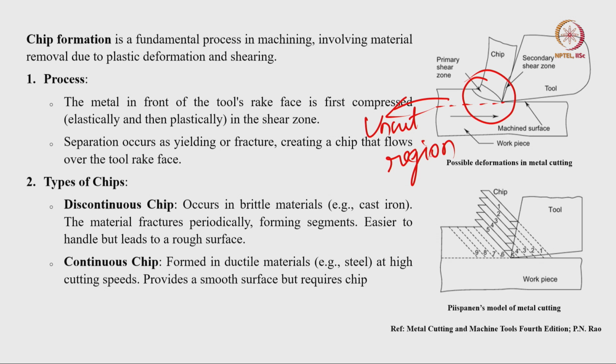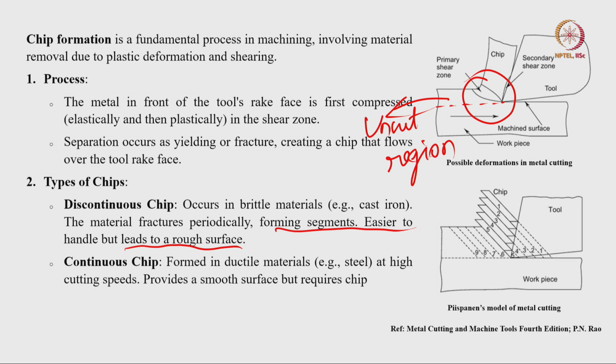Chip formation is a fundamental process in machining involving material removal due to plastic deformation and shearing. The metal in front of the tool's rake face is first compressed elastically and then plastically in the shear zone, and separation occurs as yielding or fracture, creating a chip that flows over the tool rake face. Types of chips: discontinuous chips and continuous chips. Discontinuous chips are intrinsic to the machining of brittle materials. The material fractures periodically, forming segments easier to handle, but leads to a rough surface.